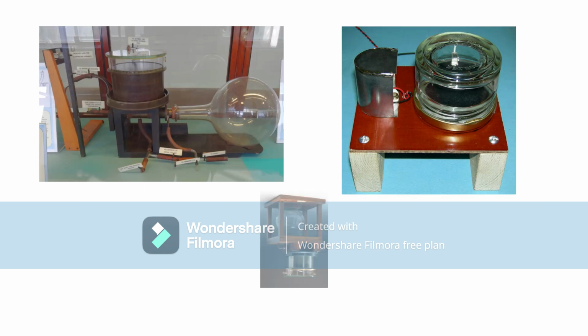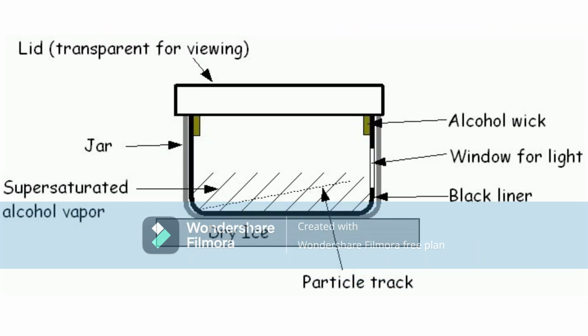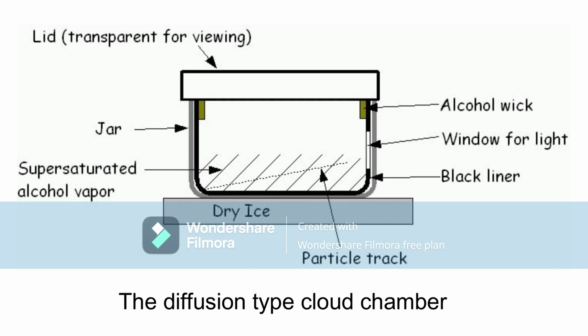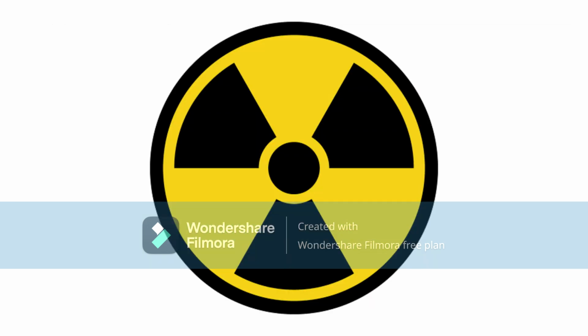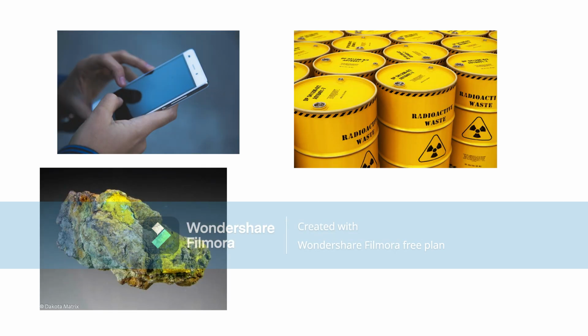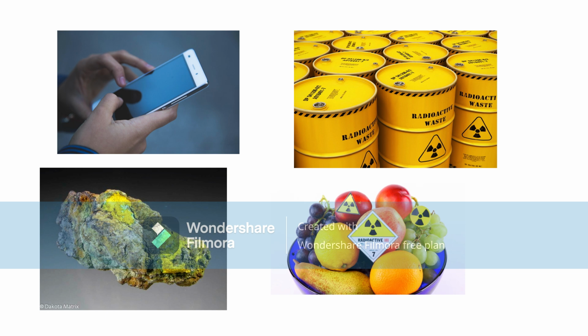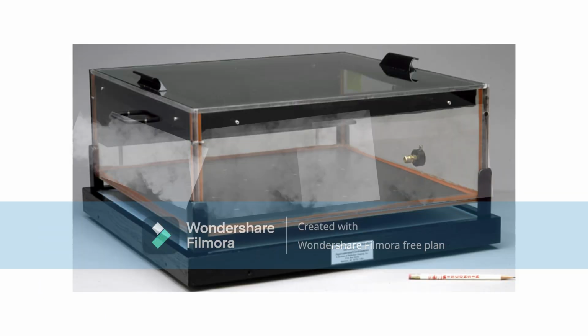Since there are different types of cloud chambers, in this video, we will be referring to the diffusion type cloud chamber. A cloud chamber is used to visualize background radiation, which is the radiation present in our environment, like our phones, nuclear waste, rocks, and the radiation in some food and drink. Simplified, it's an enclosure with saturated vapor.